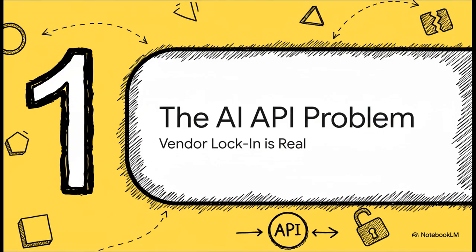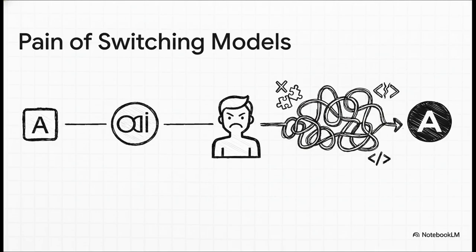Okay, so first up, the AI API problem. And really what this boils down to is vendor lock-in. And trust me, this isn't just some buzzword. It is a real headache for developers. So picture this. You've built your awesome app on top of OpenAI's API. Everything's great, but now you hear that maybe Anthropic's Claude is a bit cheaper, or maybe it's better for your specific task. So you think, hey, let me just try it out.